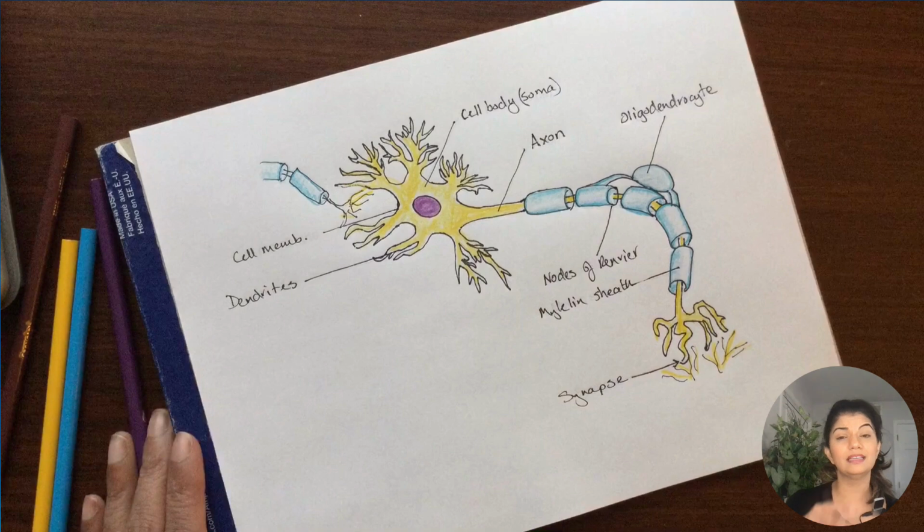Now, what happens is the information flows through the neuron from these dendrites across the cell body and then goes down to the axon, right? And this is what gives the neuron a polarity, meaning that information only flows in one direction. And that's what happens where the axon emerges from the cell body.